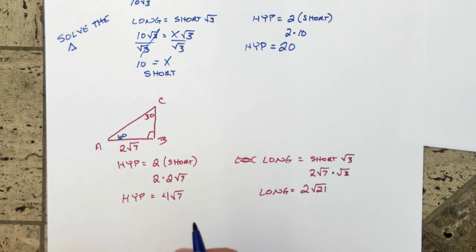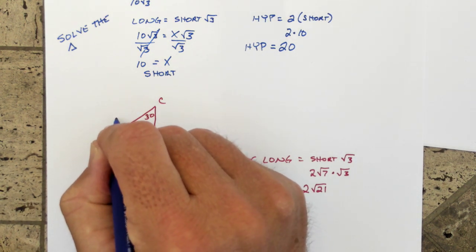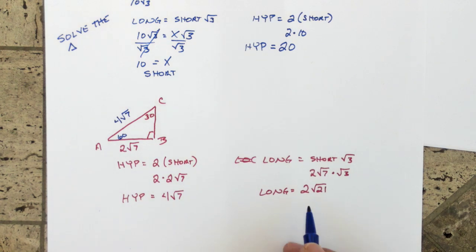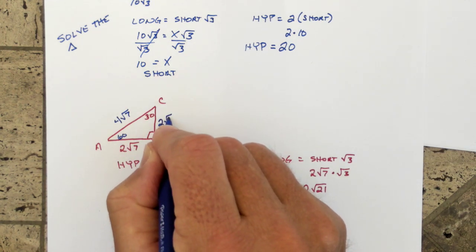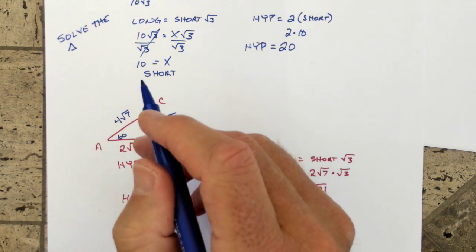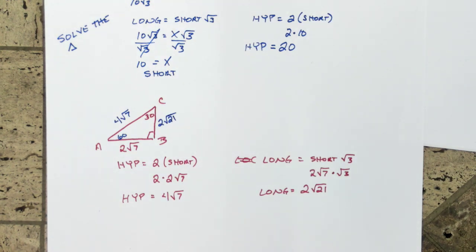I'm going to label these just to make sure I have everything covered. 4 radical 7. 2 radical 21. No more pieces of my triangle are unlabeled. The triangle is solved. Thank you very much.